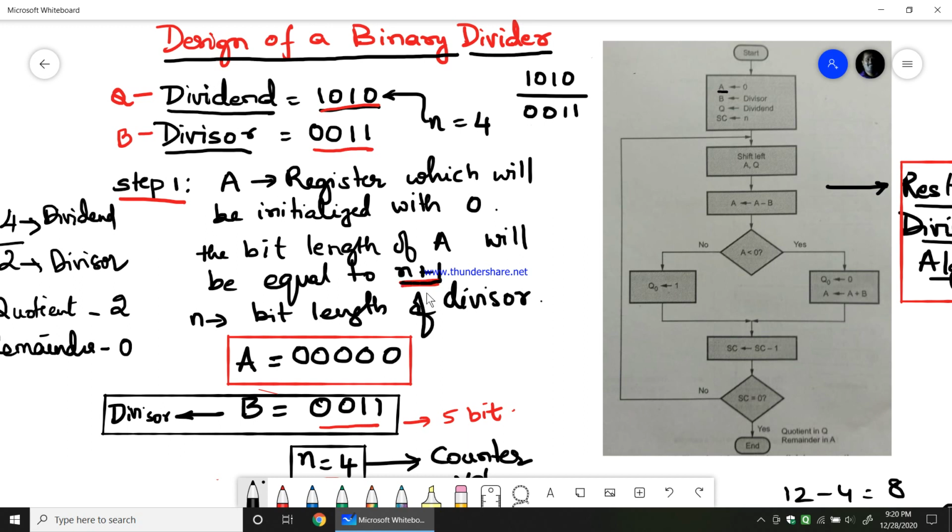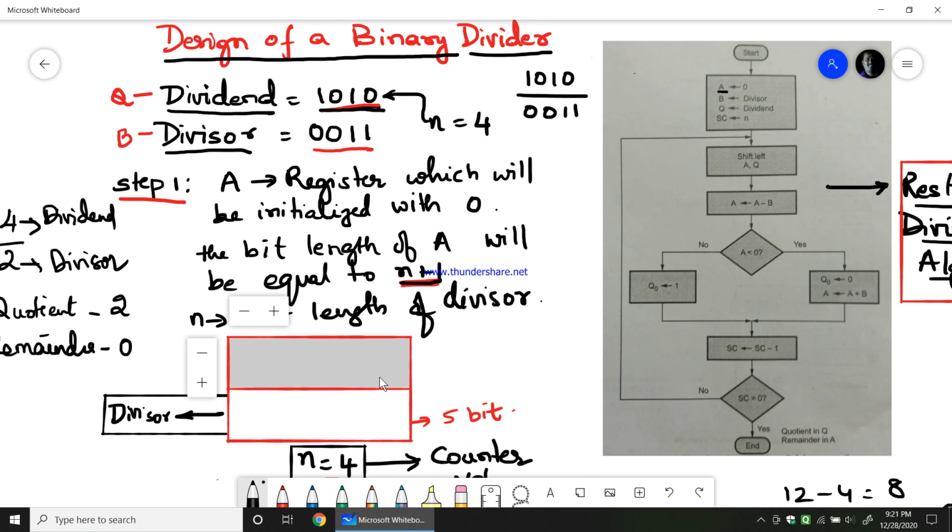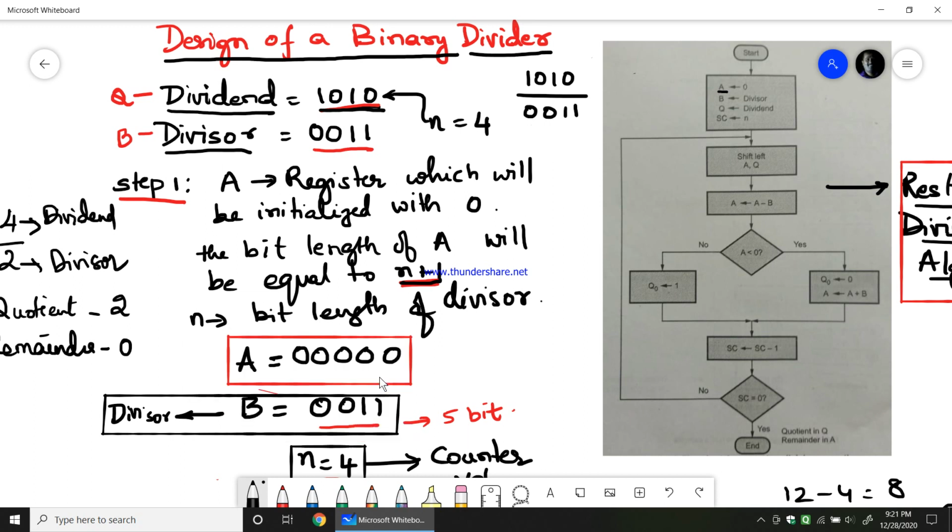The bit length of A is n plus 1, where n is the number of bits that we have in the dividend binary sequence. Here the dividend is given as 1010, therefore we have 4 bits in the dividend. Therefore the register A will contain a 5-bit value, and A should be initialized with 0 in the beginning, so A will be stored with 5 zeros.